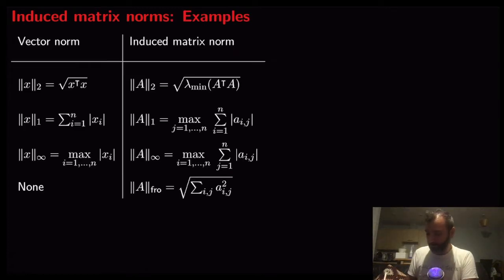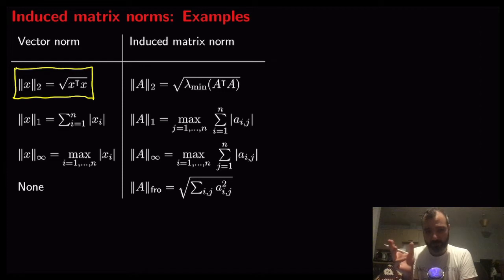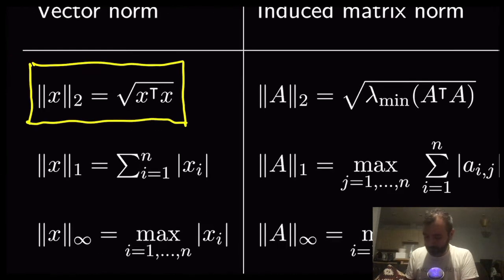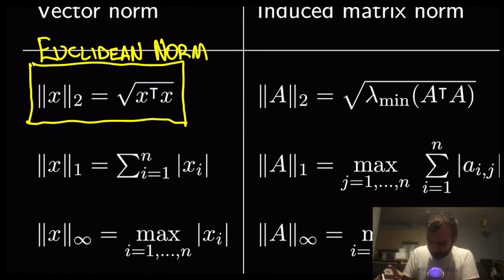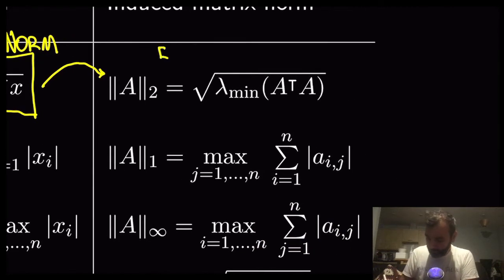And the main point I want to make here is the following. I've listed a few things here, but I want your attention only on the first line. A famous, super famous norm of vectors, a famous vector norm, is the Euclidean norm. This thing here, you see, is the famous Euclidean norm, right? If you take the Euclidean norm and you use it to construct a matrix norm, you have, guess what? You have the Euclidean matrix norm.